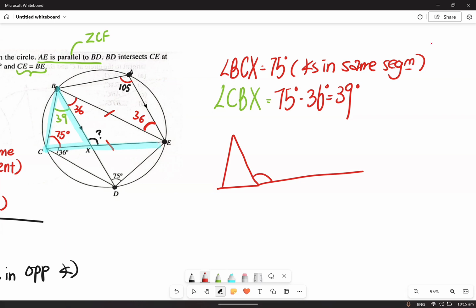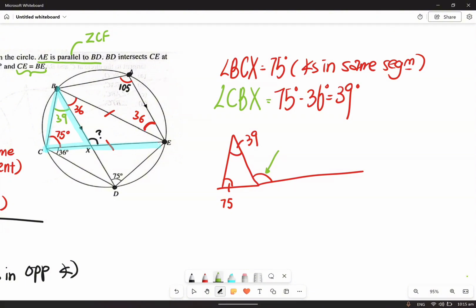So this one, right? This is 39, right? Are you all able to see? This is 39, right? Correct or not? And then this is 75. Agree so far? Agree or disagree? All right. So how do I find this part over here?